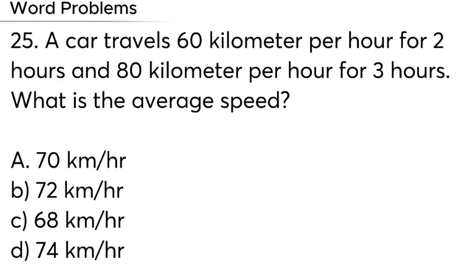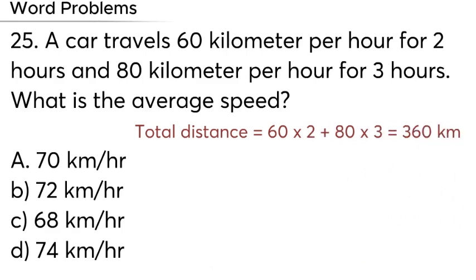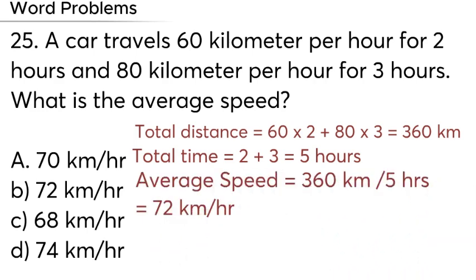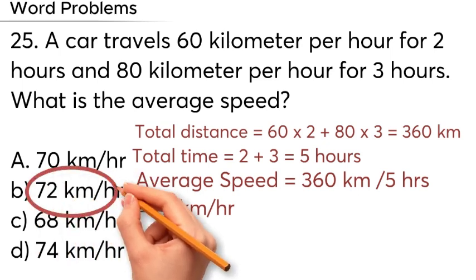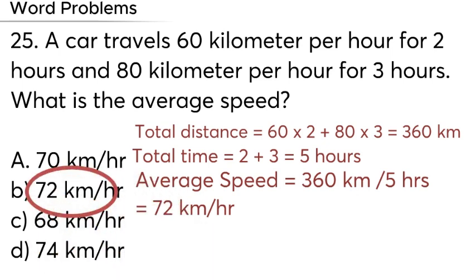To calculate the average speed, we have to find the total distance and the total time traveled. The total distance is equal to 60 km per hour times 2 hours plus 80 km per hour times 3 hours. This is equal to 360 kilometers. The total time is 2 hours plus 3 hours, which is equal to 5 hours. Thus, the average speed is 360 kilometers divided by 5 hours. This is equal to 72 kilometers per hour.